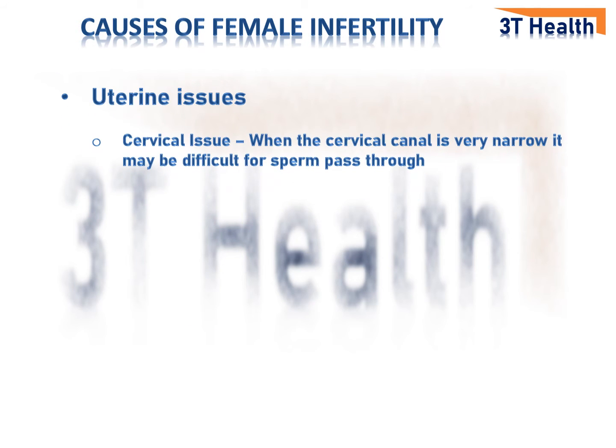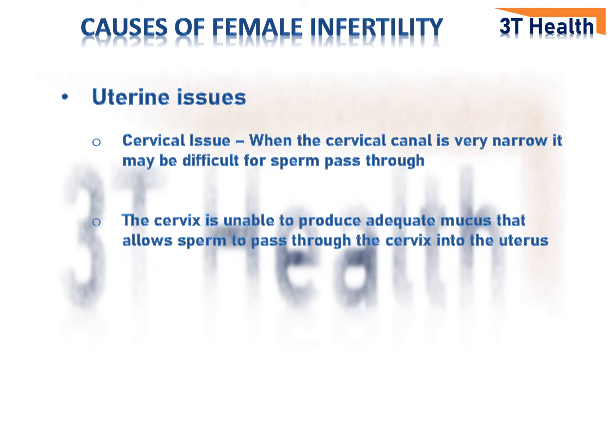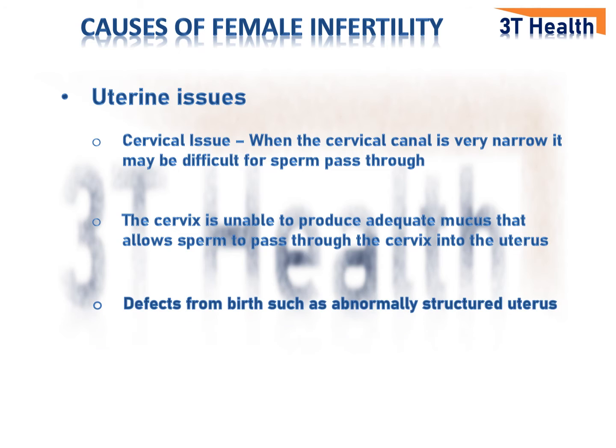Then we also have cervical issues. That is when the cervical canal is very narrow. It may be difficult for sperm to pass through. And then the other scenario is when the cervix is unable to produce adequate mucus that allows sperm to pass through the cervix into the uterus. Then another uterine issue could be a defect from birth, such as an abnormally structured uterus.